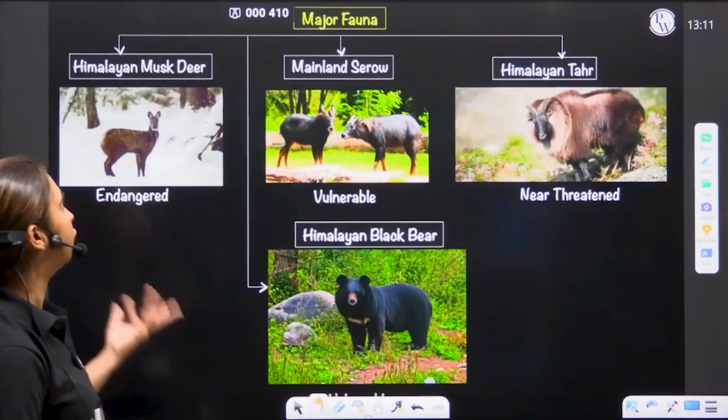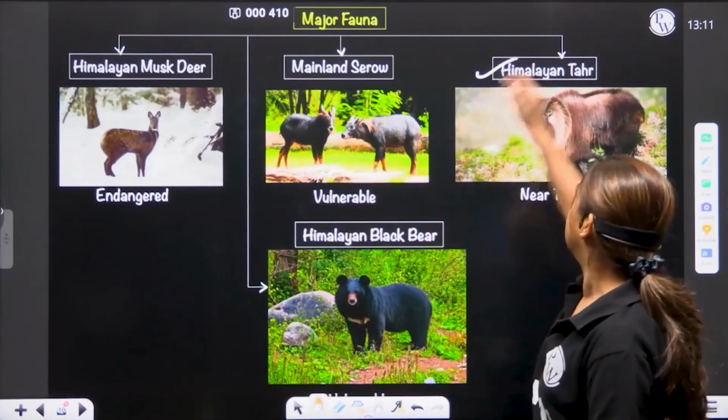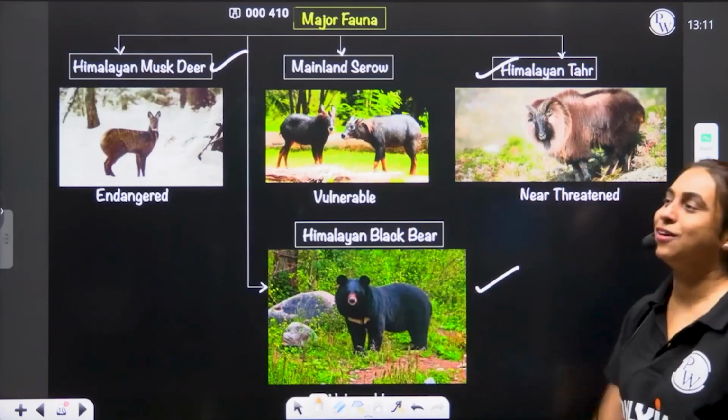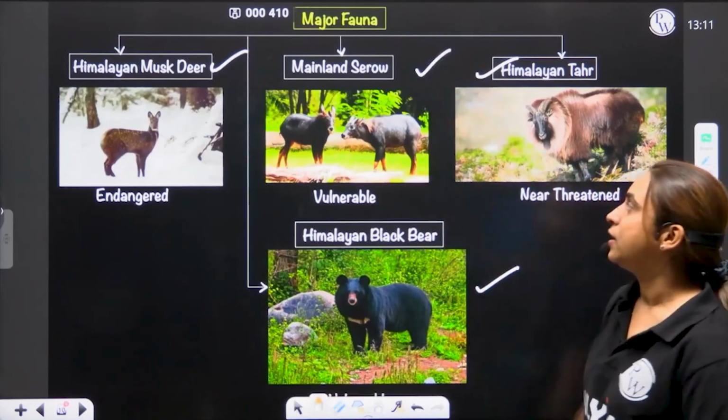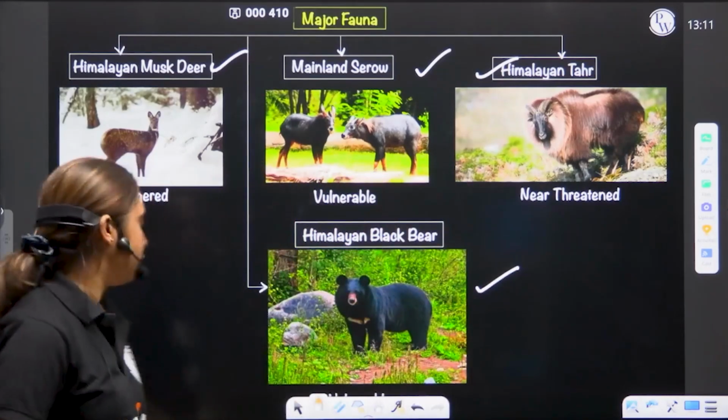Moving on, what are the fauna? You have musk deer, you have Himalayan thar, which is like a goat. You have black bear, beautiful black bear, and you also have mainland serow. So these are the fauna that you see along the Nanda Devi Biosphere Reserve.